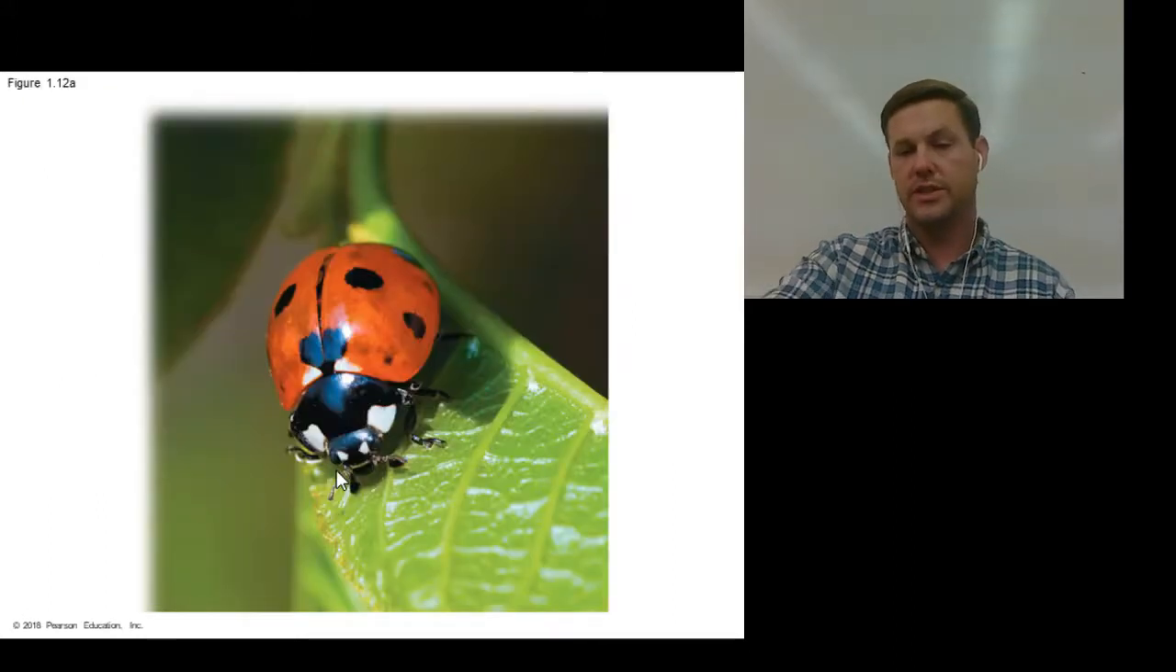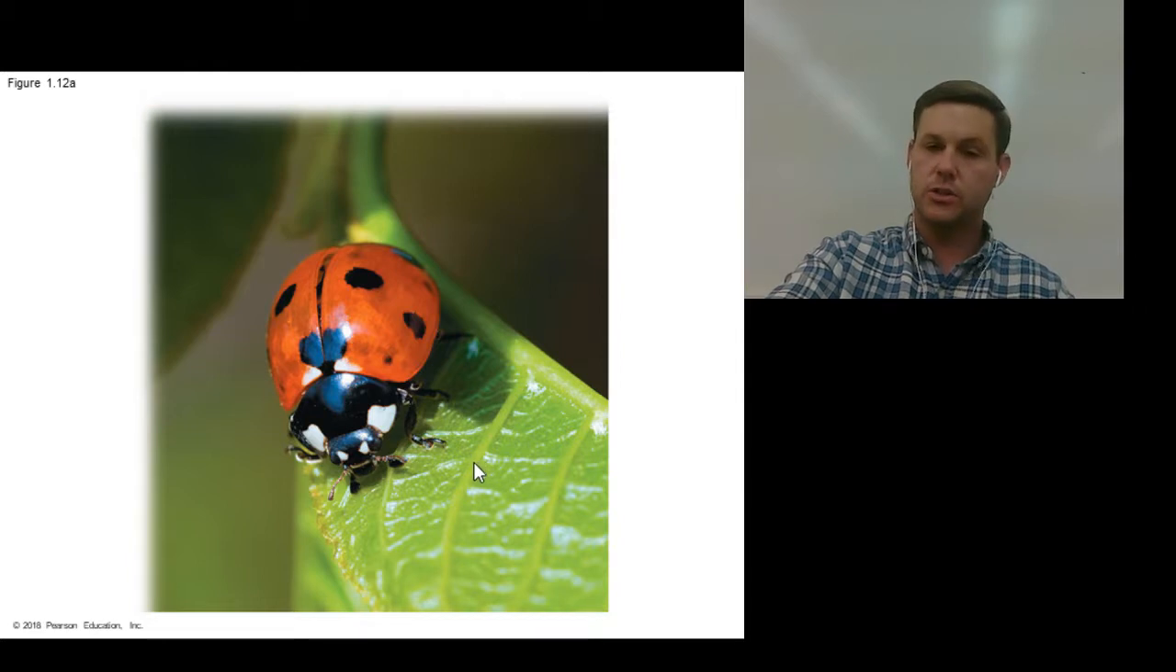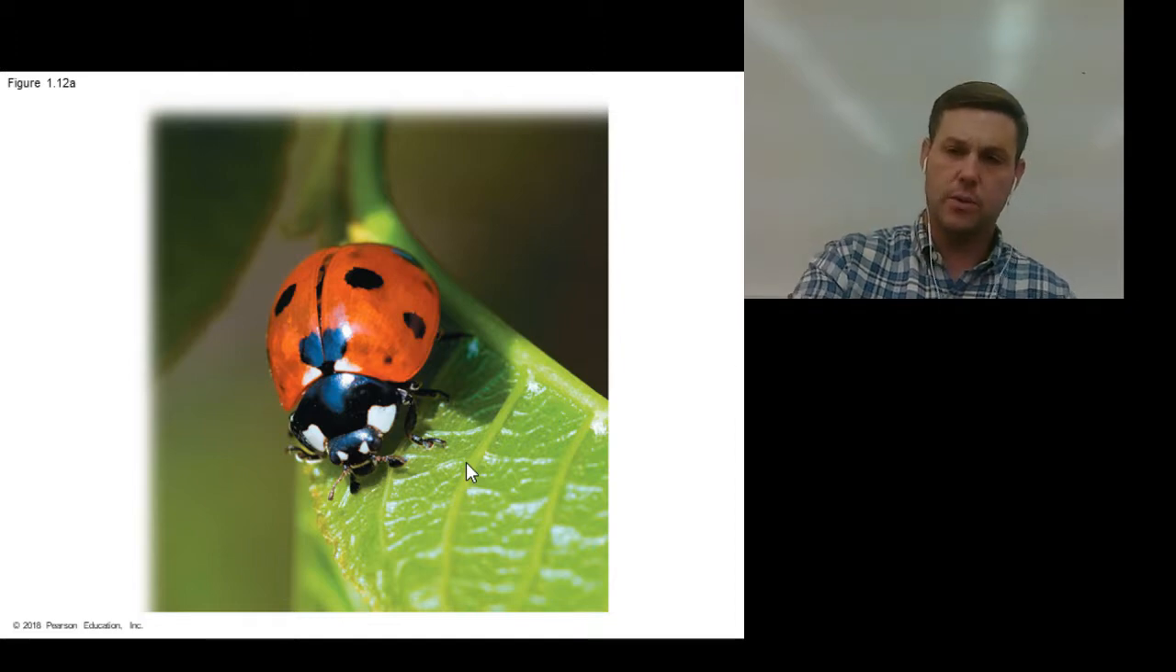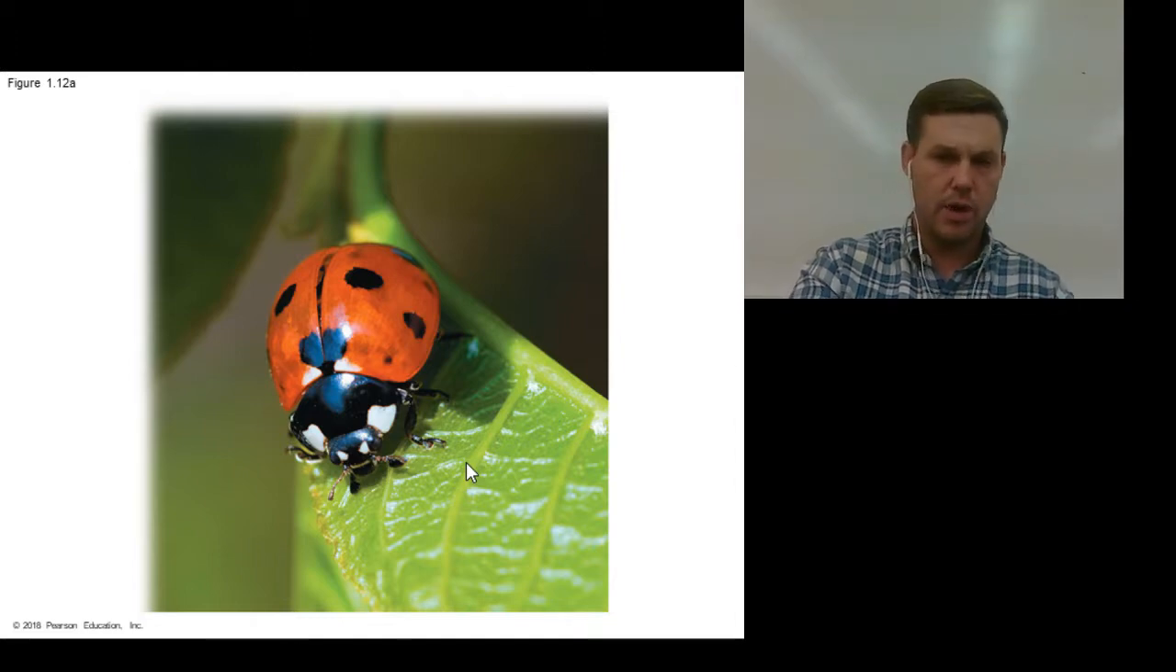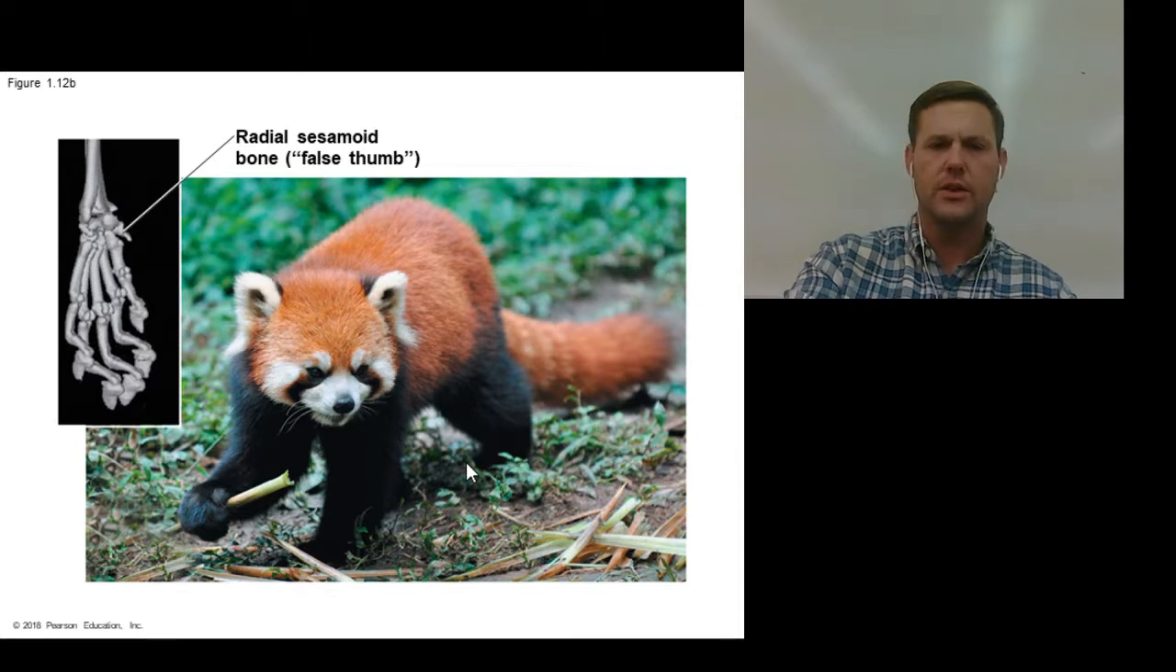So whether it's the exoskeleton of this ladybug, or the cellular structure of this plant leaf, both of those structures are optimized to fit the function of that organism. And that's within every property of life.